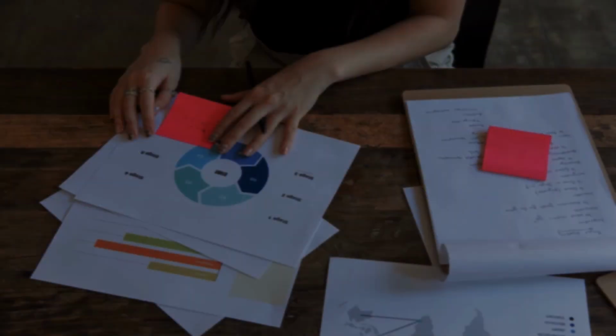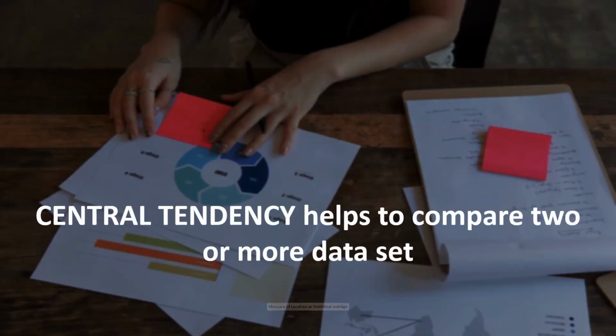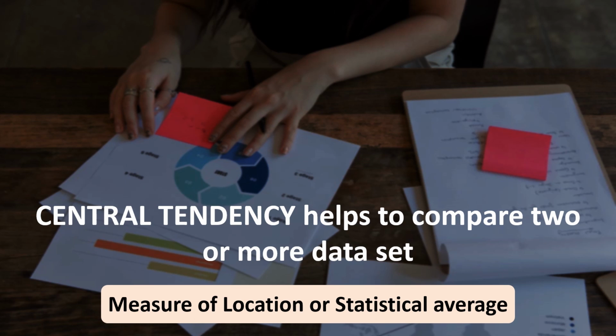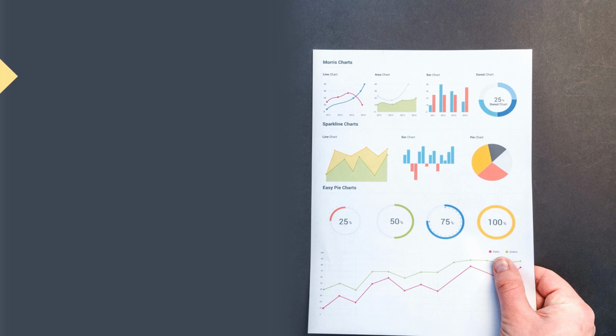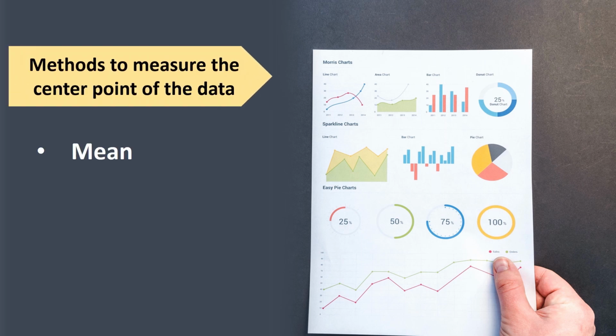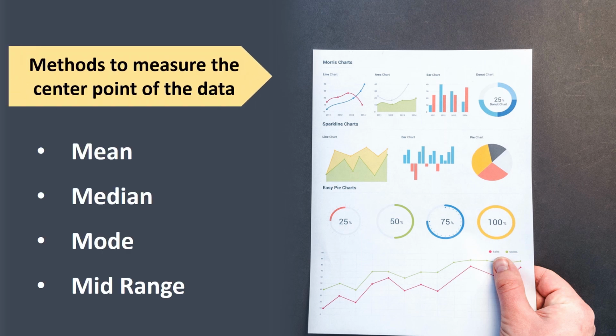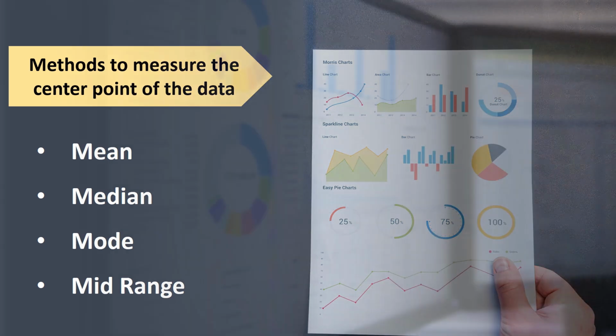So this way, when we talk of measure of central tendency, it also helps you to compare 2 or more data sets, right? It can also be called measure of location or statistical average. And the methods through which we can measure the center point of the data are usually 4: mean, median, mode, and mid-range.